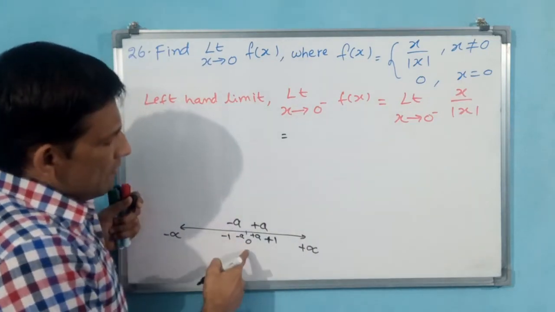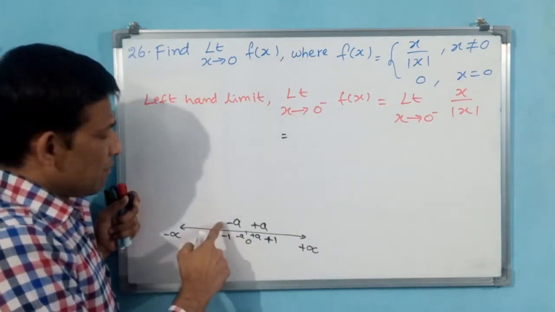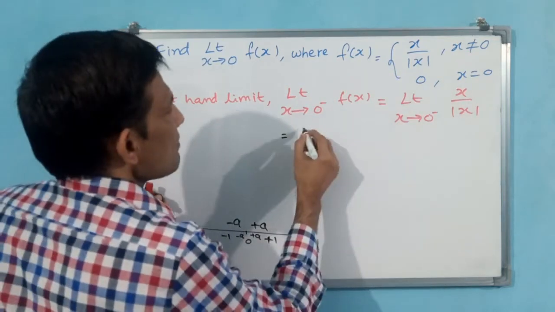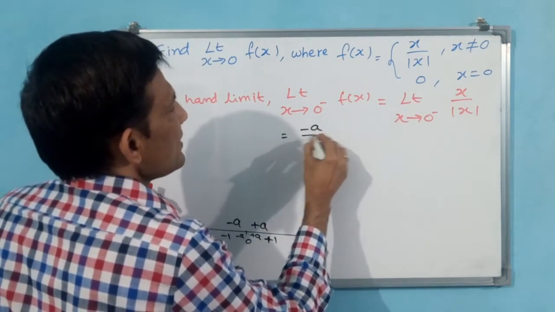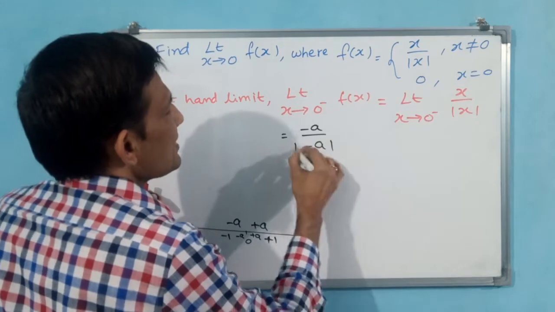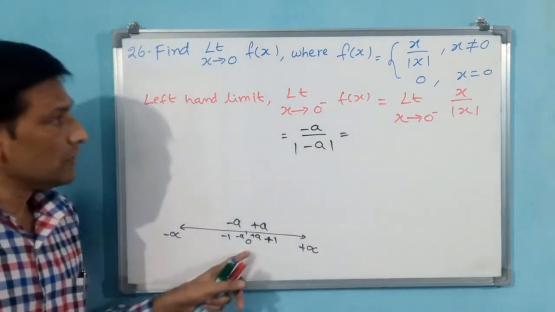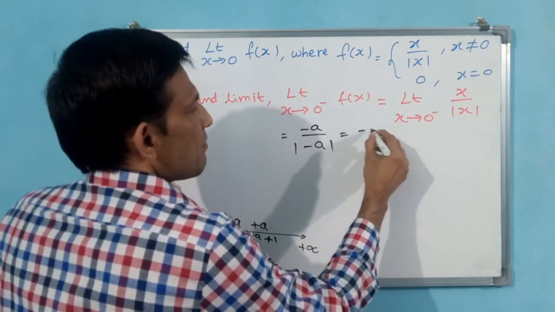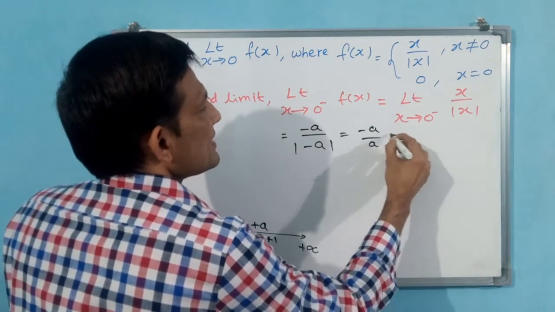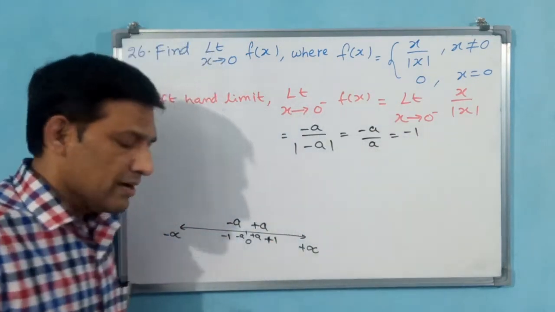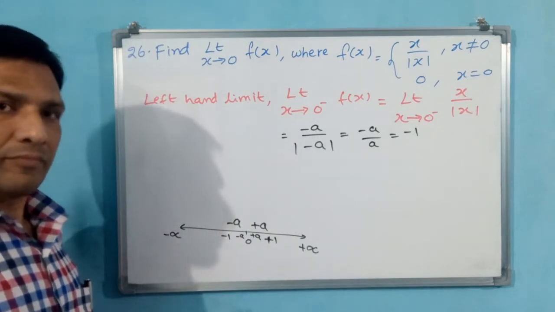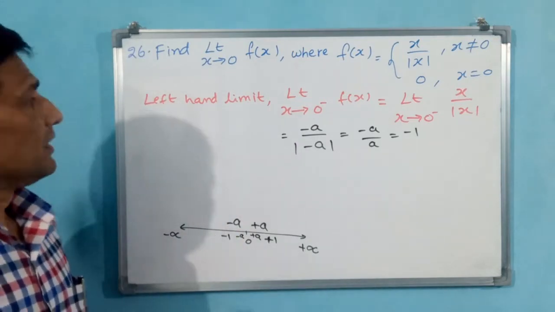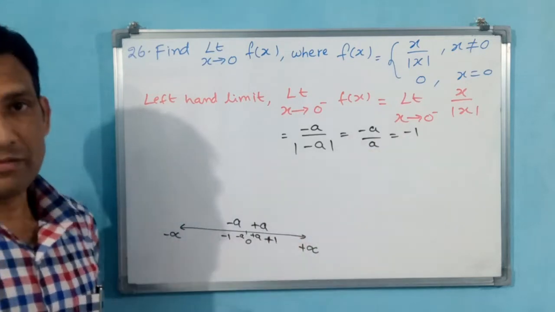When slightly less than 0, it will be minus a. I am writing x is equal to minus a divided by minus a under modulus. What will be the answer? Minus a by plus a, that is equal to minus 1. Is it okay? Definitely okay. Now the left hand limit has the value minus 1.